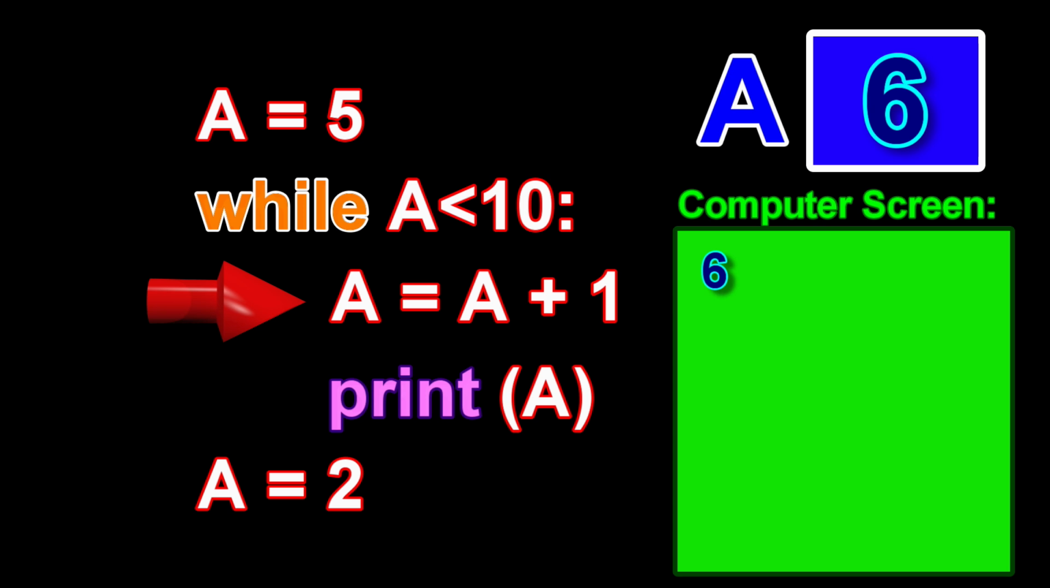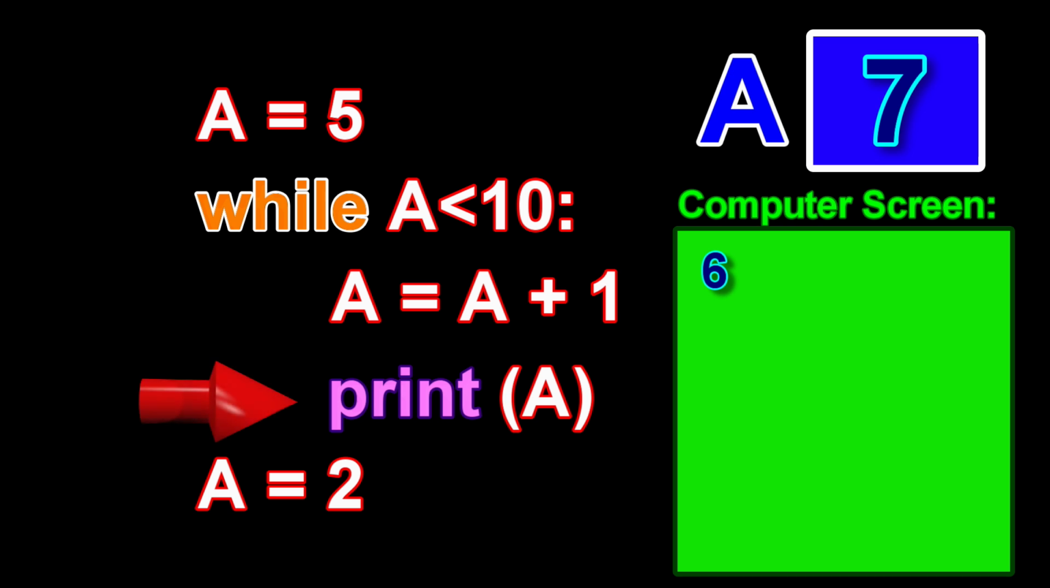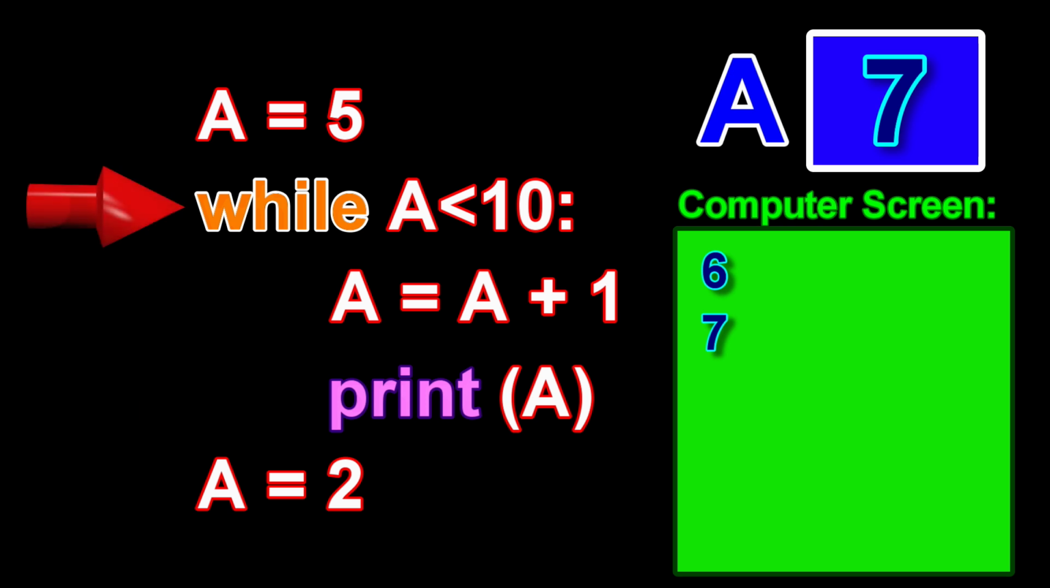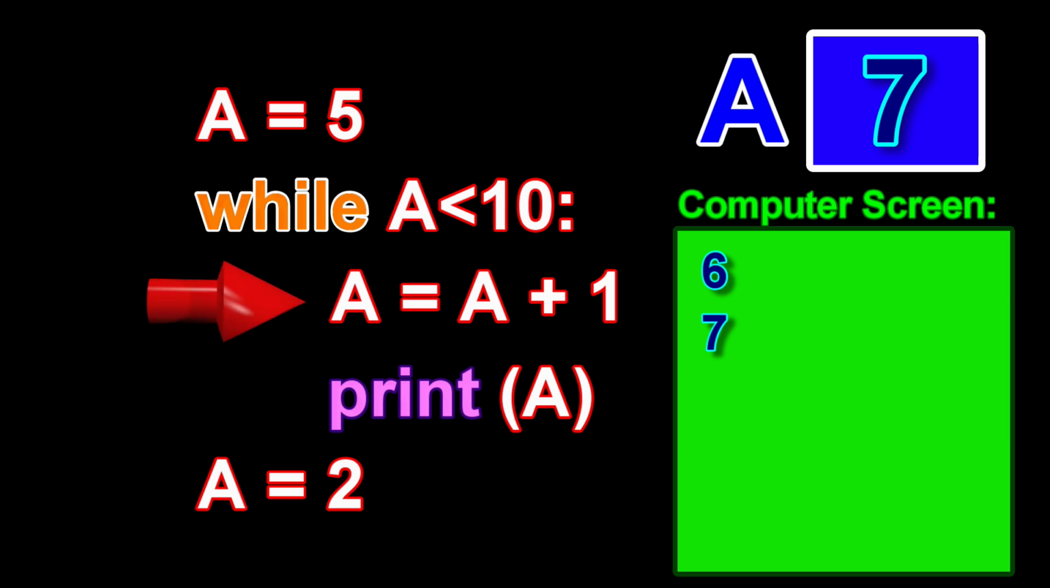The statement a equals a plus 1 changes the value for the variable a from 6 to 7. The statement print a displays 7 on the computer monitor. We've now reached the end of the loop, and we are therefore taken back to the beginning, where we check if the present value for the variable a is less than 10. In this way, we will keep repeating this loop several more times.